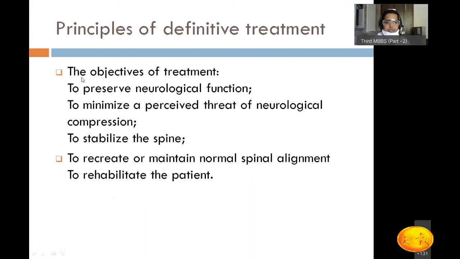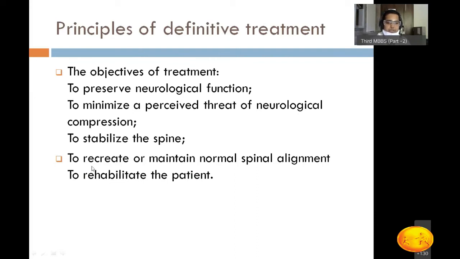Principles of definitive treatment. The objectives of our treatment of a patient with spine injury are to preserve neurological function, to stop further deterioration, and if the patient has no neurological deficit, to stop him progressing into neurological compromise, and to minimize a perceived threat of neurological compression. An unstable injury is a perceived threat to neurological compression. So injury involving two or more columns is a perceived threat, and we aim to stabilize such unstable fractures.